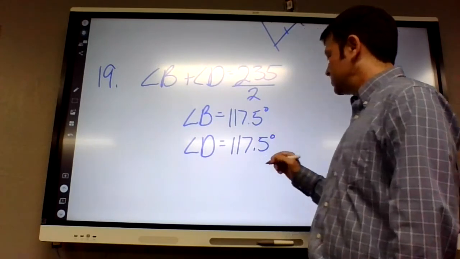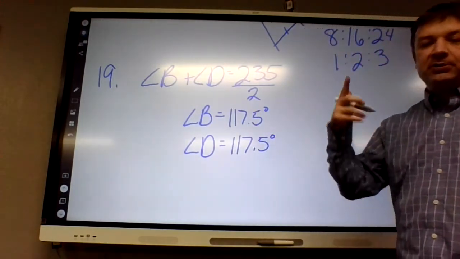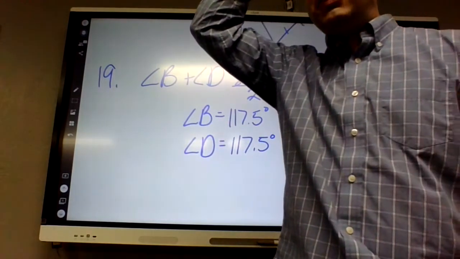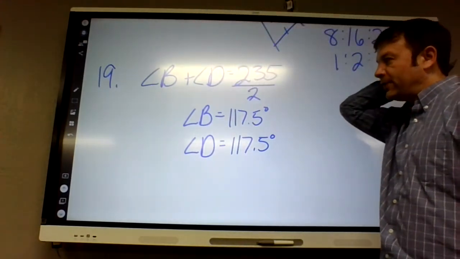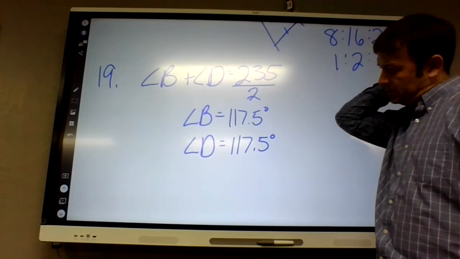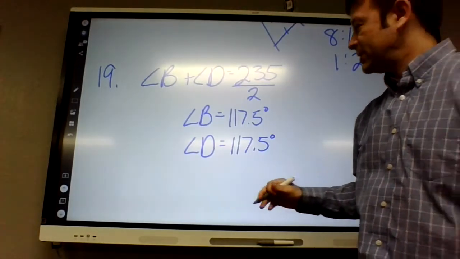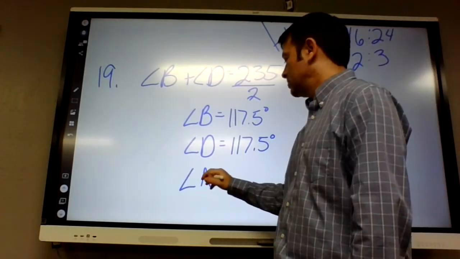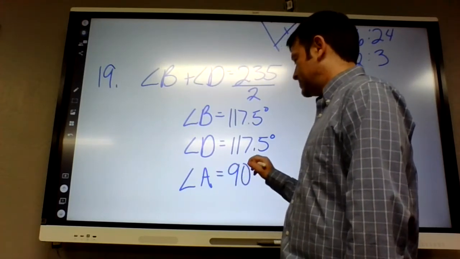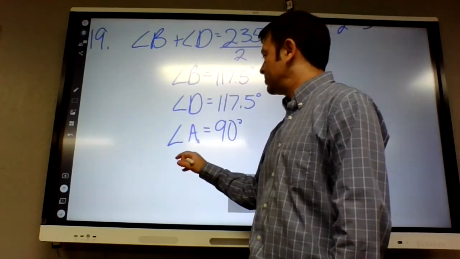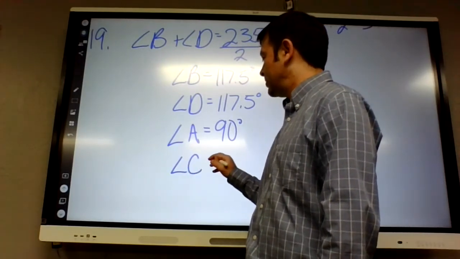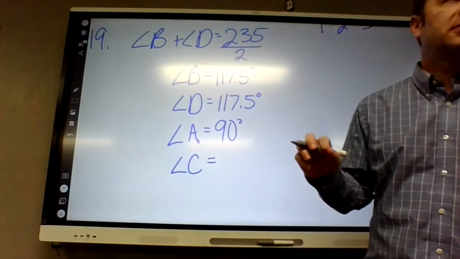117.5 degrees. I didn't read the directions, but the directions say find the measure of each angle in kite ABCD. So we gotta find all four angles. So two down. What's angle A equals 90, because it says so in the picture. It's not always the case, but in this one it is. And so it looks like I'm missing angle C. How could I find the fourth angle?